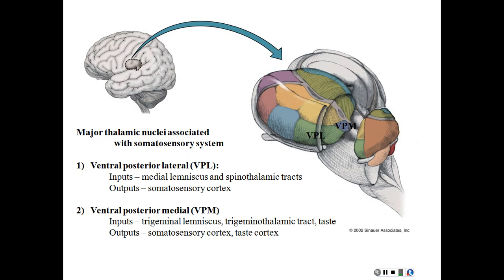Trigeminal is a cranial nerve, and that information, just like the information from the body, is being funneled into a specific thalamic nucleus, and that is the ventral posterior medial. So only 2 thalamic nuclei so far. Ventral posterior lateral from the neck down, ventral posterior medial from the neck up.